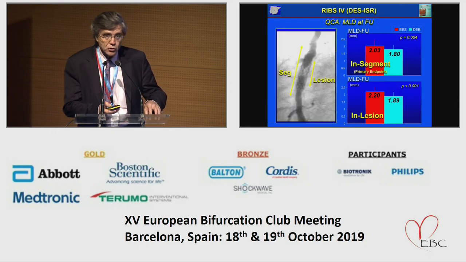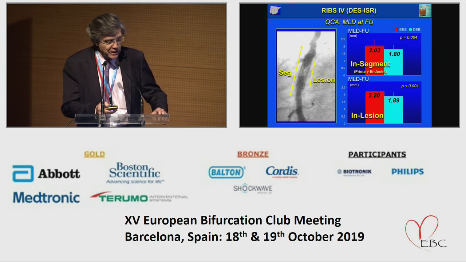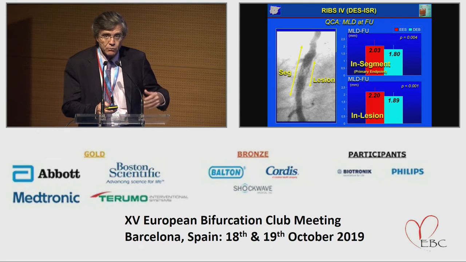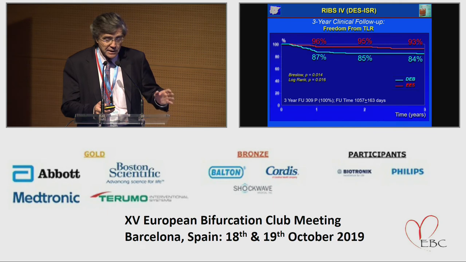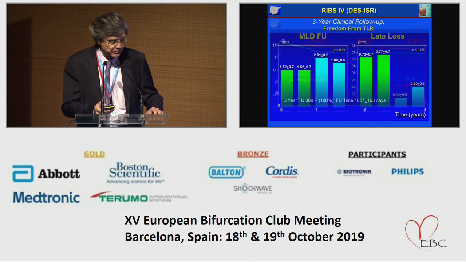In the more complex and challenging setting of patients with drug-eluting stent restenosis, as you can see here, again in RIBS IV, we compared everolimus-eluting stent with drug-coated balloons, and again, the minimal lumen diameter at follow-up was improved after the use of everolimus-eluting stent. This, again, translated into a significantly lower rate of TLR during late follow-up.